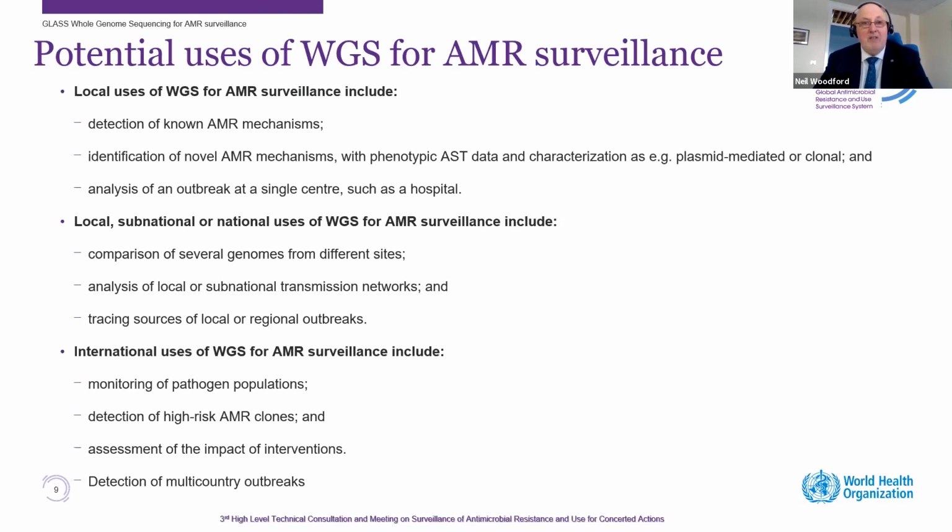You can start to understand the similarities of organisms within a country and start to look at possible transmission networks and potentially tracing sources. And if you apply whole genome sequencing to international collections of organisms, then you're now looking at population scale pathogen characterization. You can look at high-risk resistant clones. You can start to look at the impact of any interventions that are being made, and you can detect the spread of organisms across country boundaries.